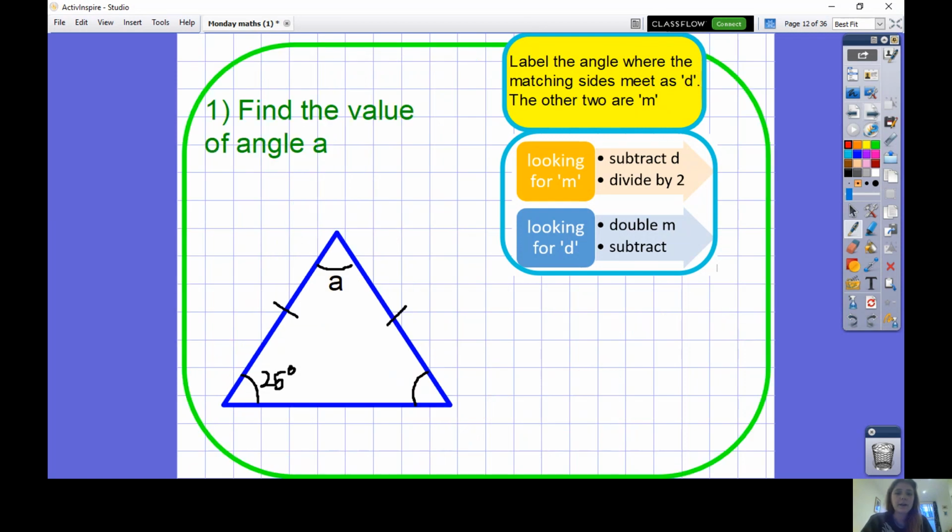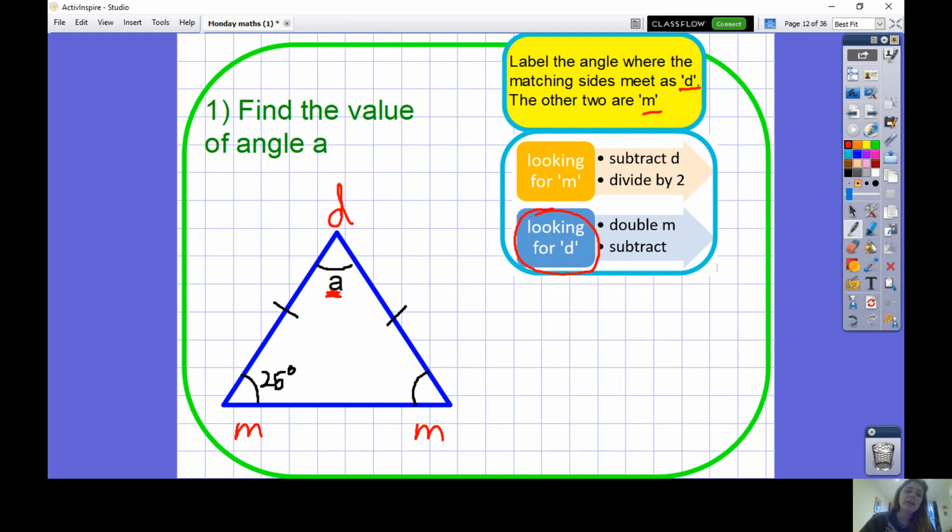Let's have a look at this question then. First, I need to know if I'm looking for D or M. I can't do anything else until I know whether or not I'm looking for D or M. So can you decide now whether you think angle A, this one here, is the different angle or the matching ones? Well done if you said this was angle D. These two down here are the matching angles.